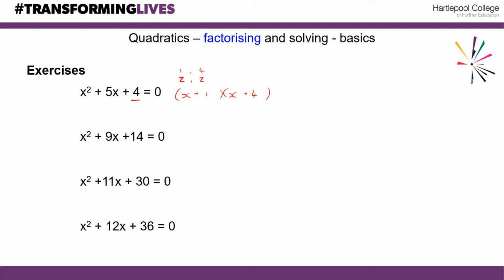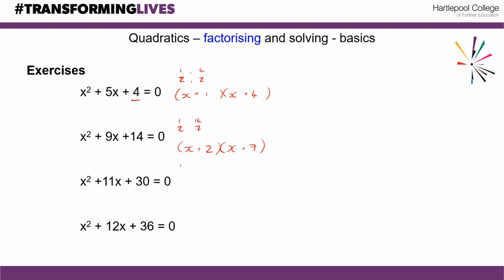No problems with that. For the next one, we've got x squared plus 9x plus 14 equals 0. Don't worry too much about what the equals 0 bit is. I'll explain that in a sec. So again, step 1, think of all your factor pairs of 14. So we've got 1 and 14, and we've got 2 and 7. Any of those make a 9? Yeah, the 2 and the 7. So our answer for that one is x plus 2 and x plus 7.